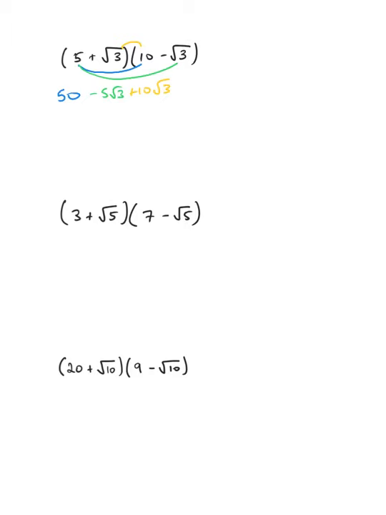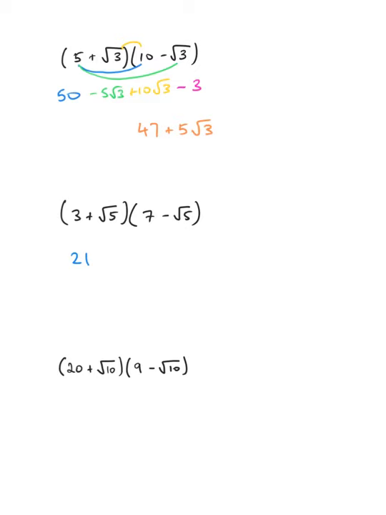And then if we think about what's going on here, square root of 3 times the square root of 3 is just 3. I've got a plus and a minus, so that's going to be minus 3. So overall, I'm going to have 50 minus 3 to get that 47. I've got minus 5 root 3's and plus 10 root 3's. So if you imagine a pile of 10 root 3's and I've taken 5 of them away, I get plus 5 root 3.